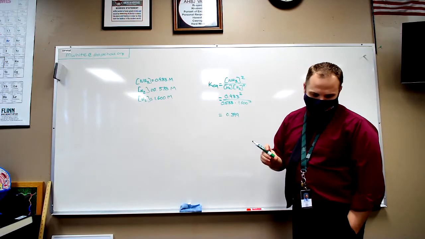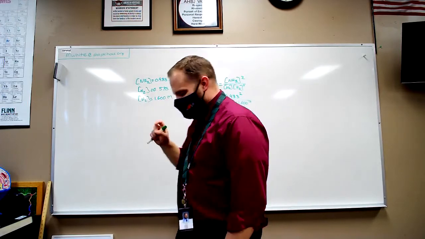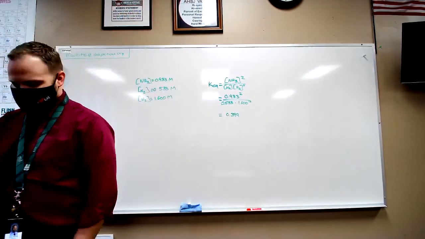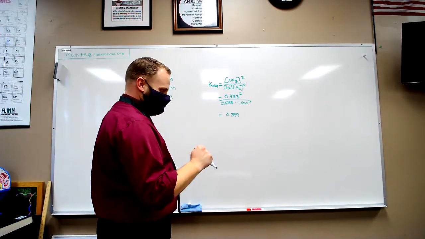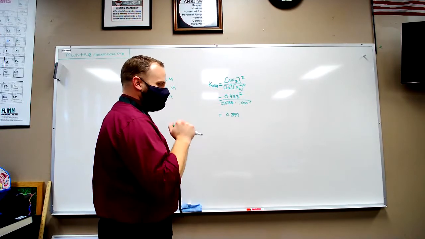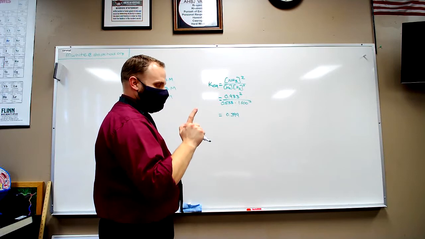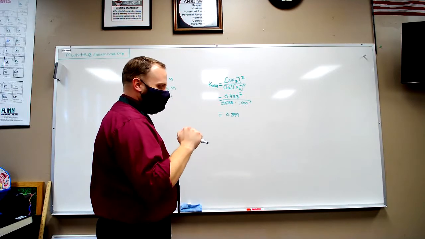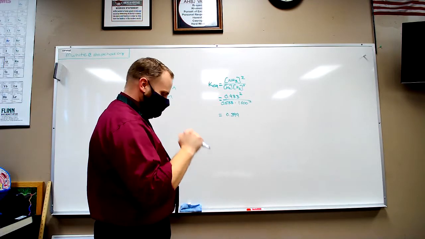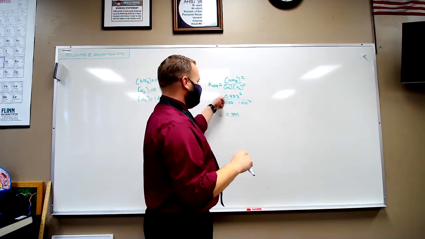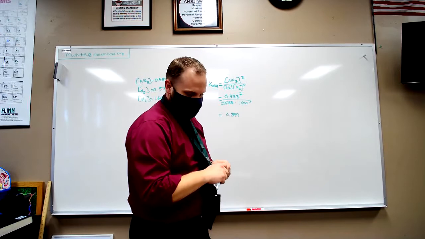All right. And since this is less than 1, it tells us that we have more of our products than we do of our, sorry, I said that wrong. We have more of our reactants than we do our products. A value of less than 1 means you have more of your reactants than your products.